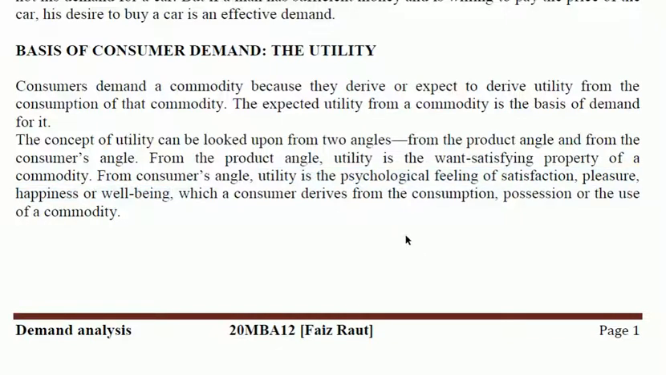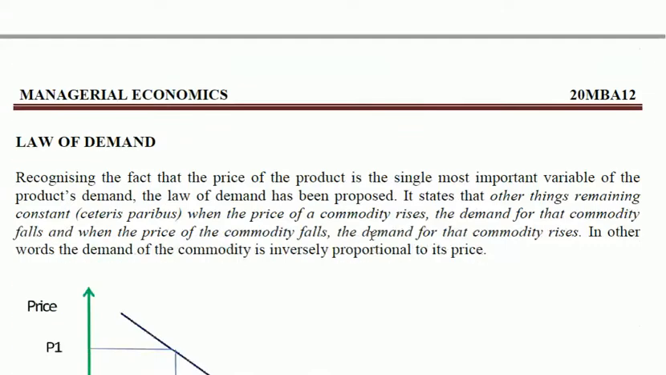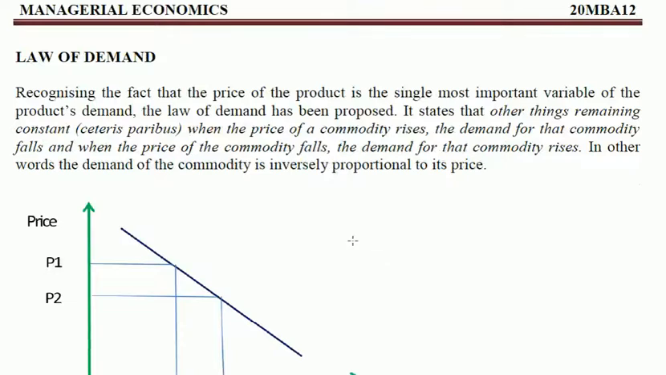So that's the reason utility is to be divided into two parts. From one part, it is the want satisfying property of a commodity from the product angle, and the psychological feeling of satisfaction and happiness from the consumer's angle. So this is how we determine the utility. And now we come to law of demand.